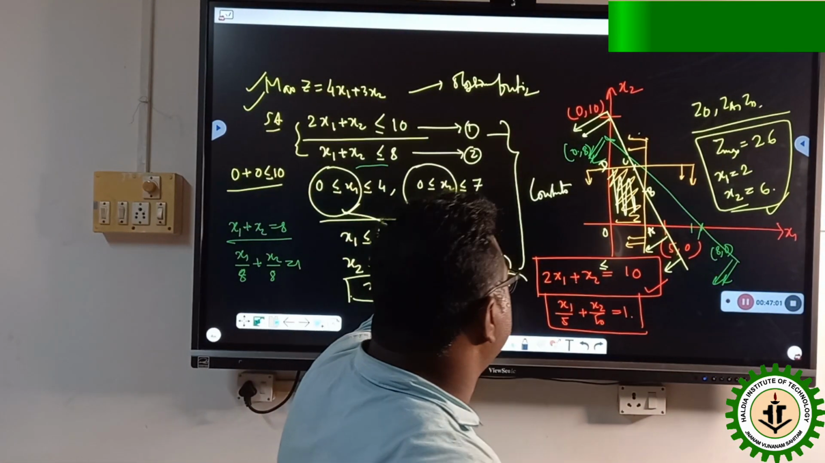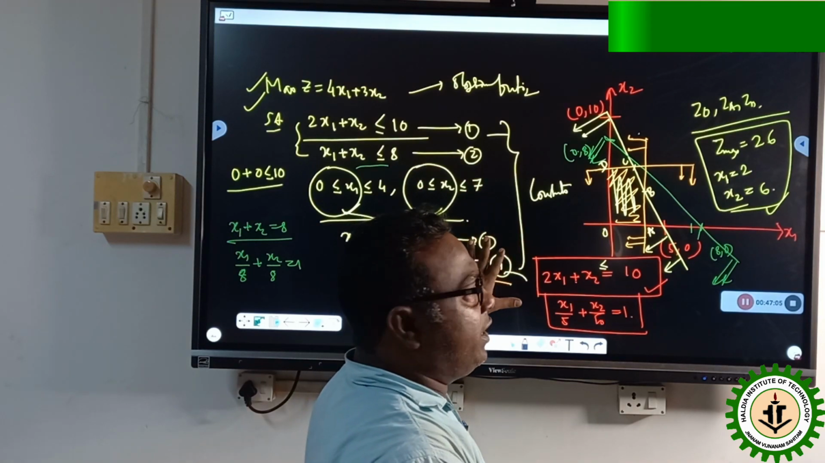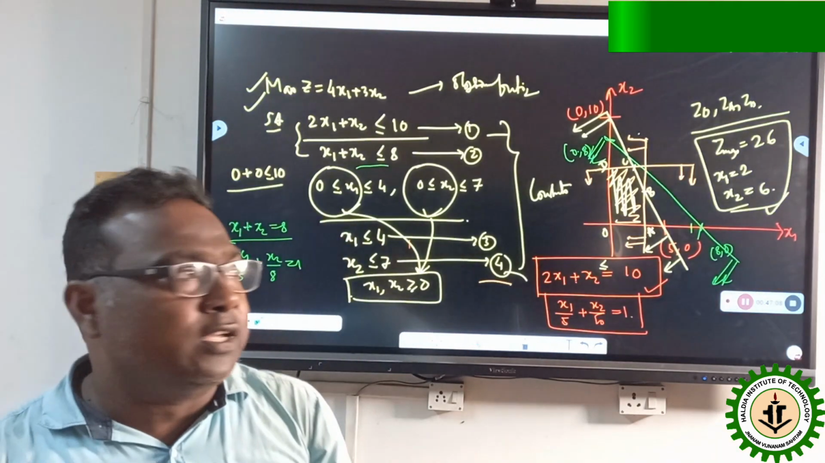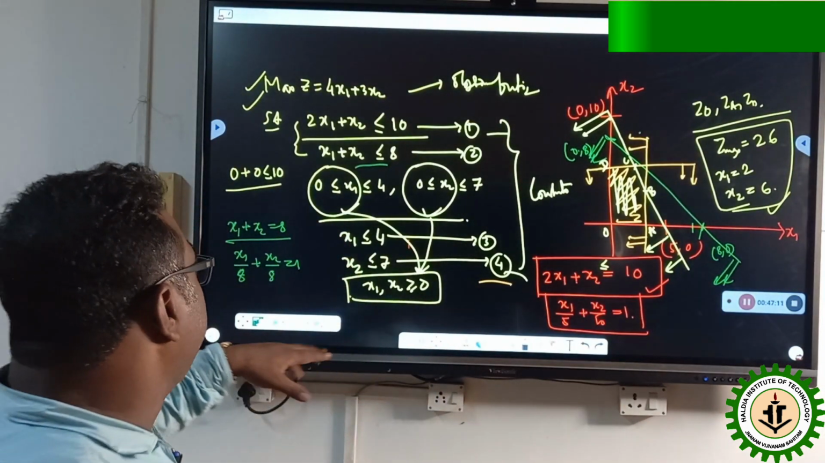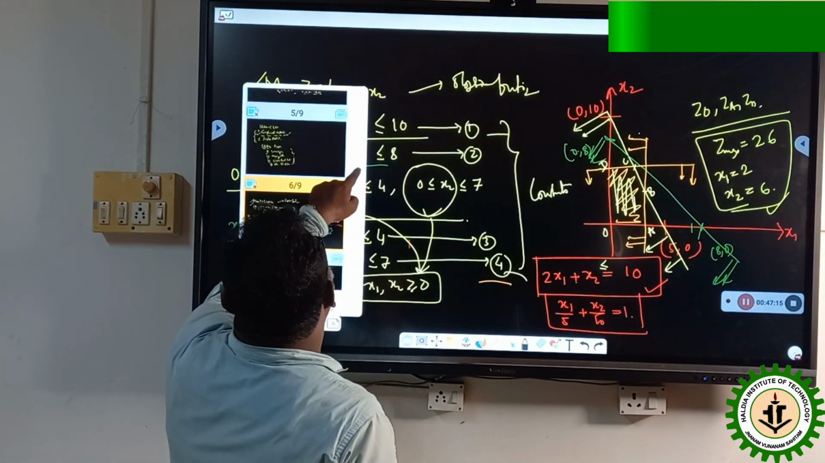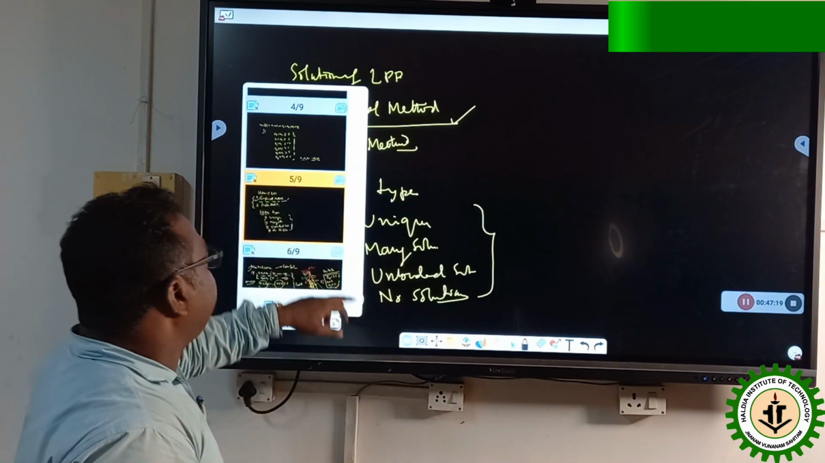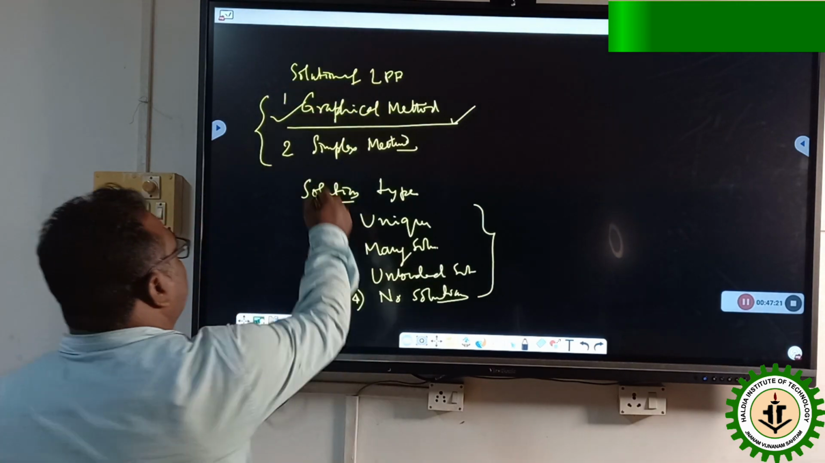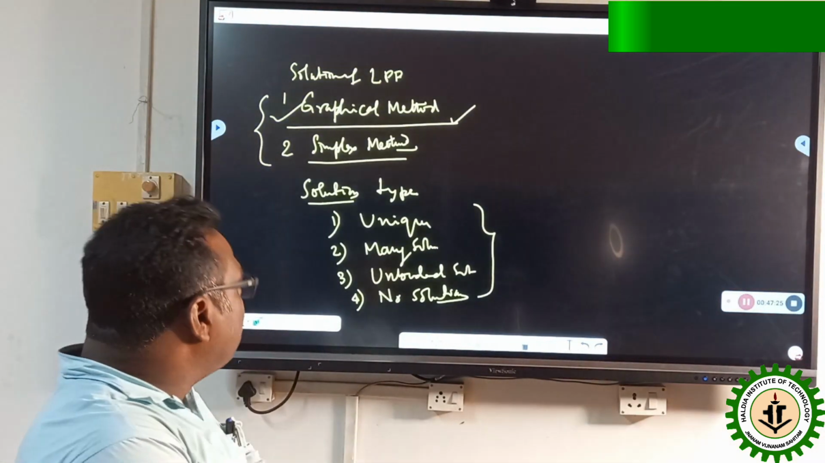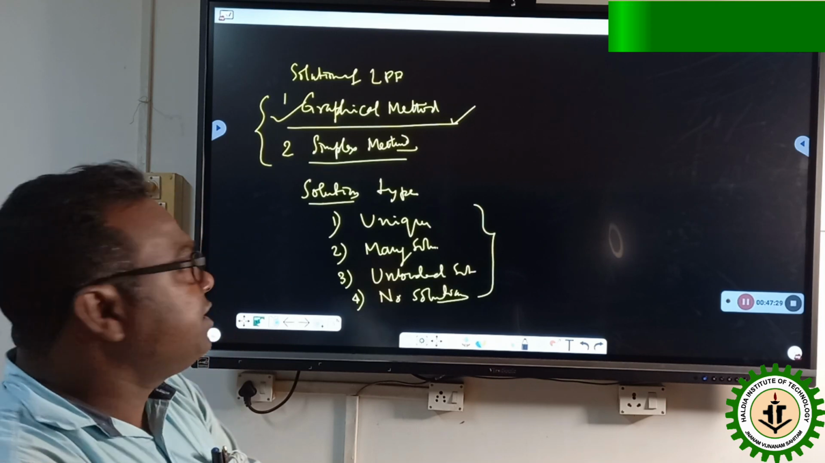But I already mentioned that the graphical method has a drawback: if the number of variables is more than 2, it is not possible to solve by the graphical method. For that, we will learn another technique, called the simplex method. Though the name is simple, it is quite complex. We will discuss that in later classes.